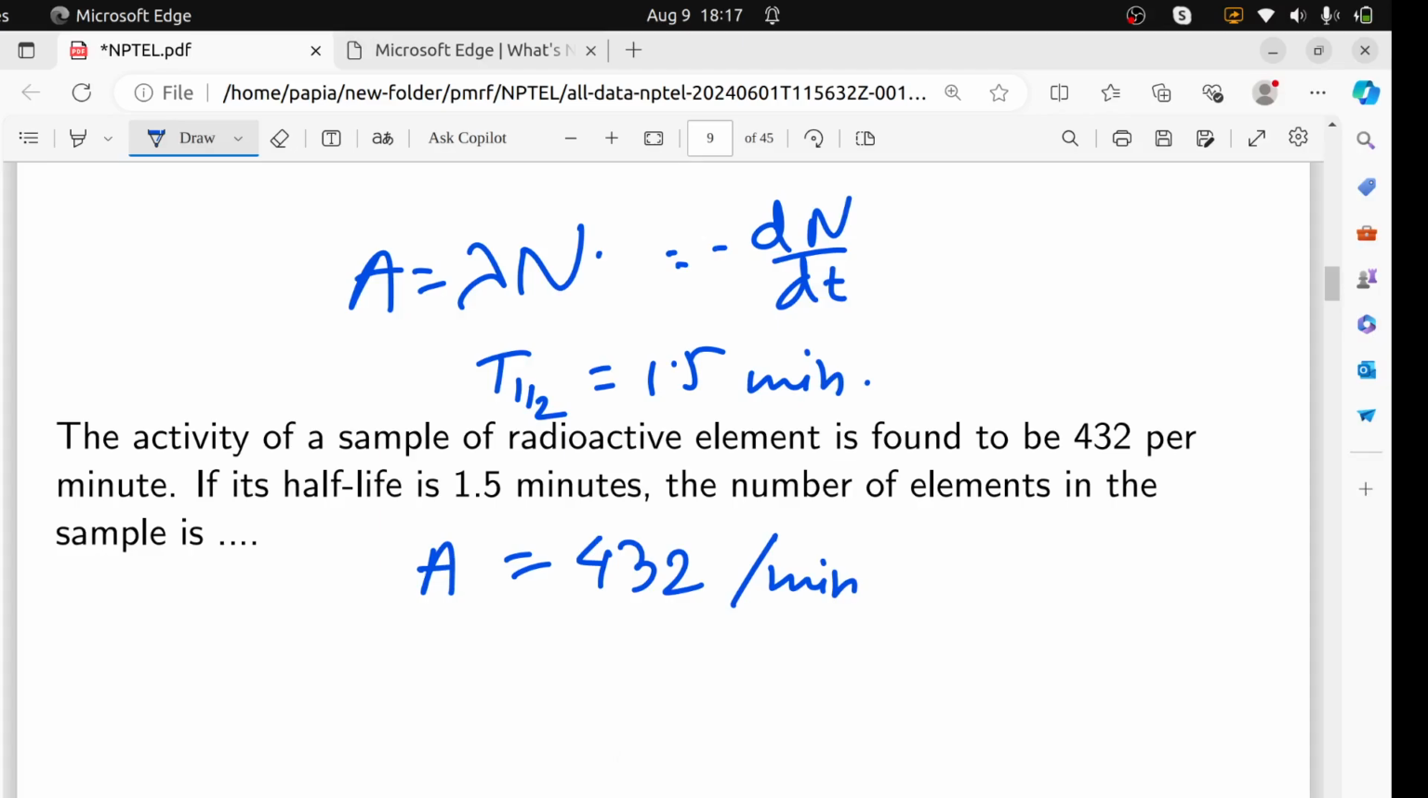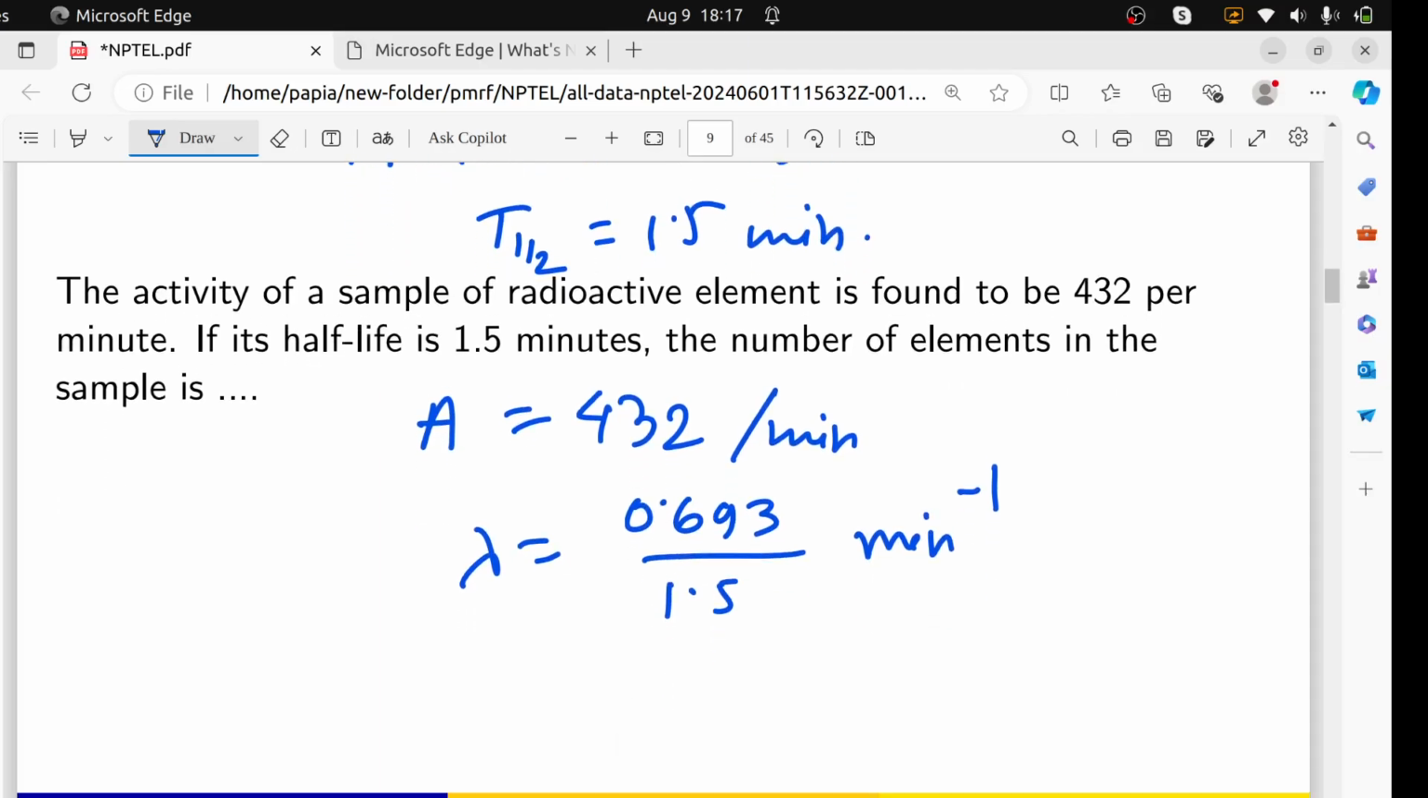Now, if t half is given, what will be lambda? Lambda will be 0.693 divided by 1.3. And what is the unit of this? This will be minute inverse, because t half is in minutes, so whatever the dimension of lambda will be, that will be minute inverse.